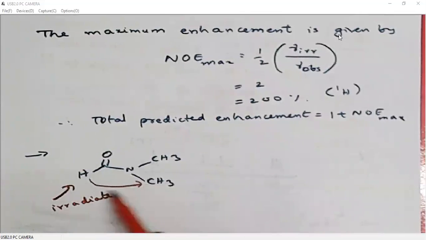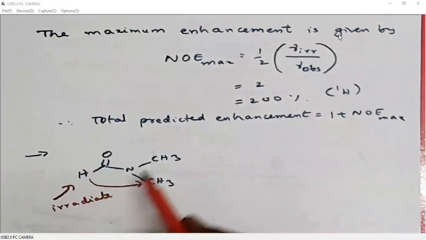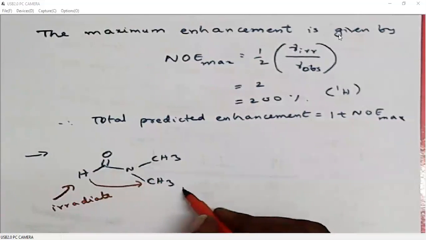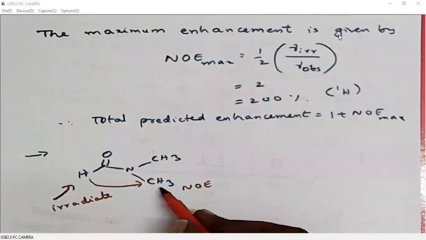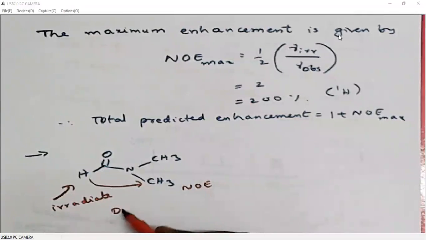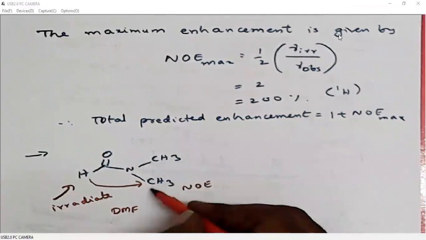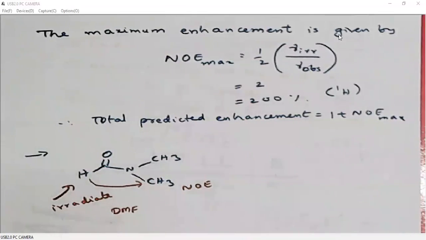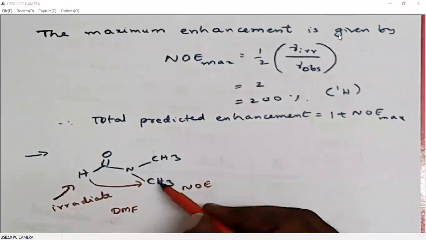This is cis related to this proton. This methyl is trans related. So we expect NOE effect for this. Out of these two, as I said, for DMF, for amides, we get 2 peaks because the carbon nitrogen bond rotation is restricted in DMF. For amides, we get 2 signals for these two.